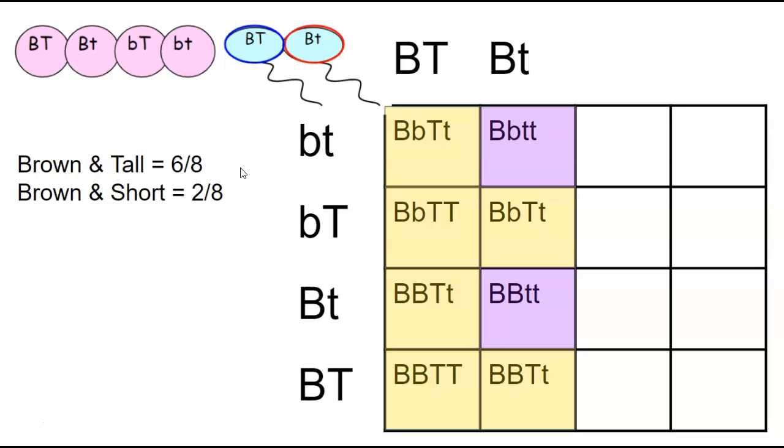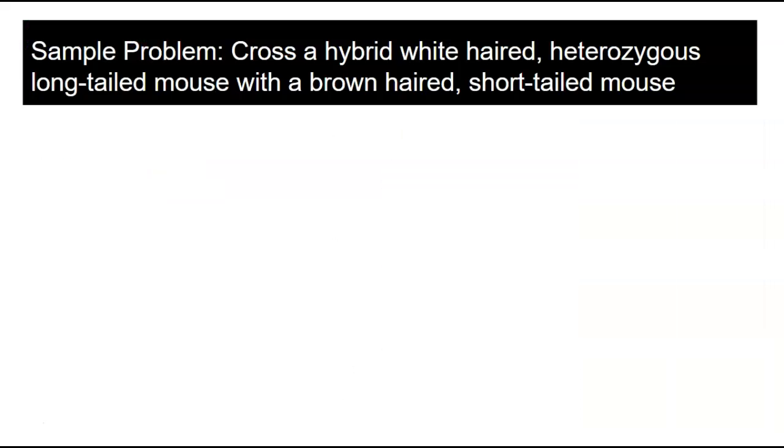All right, let's do one more practice problem. All right, cross a hybrid white-haired heterozygous long-tailed mouse with a brown-haired short-tailed mouse. Okay, these are a lot of words. Don't worry, you know what all these words mean. You just have to break them down.